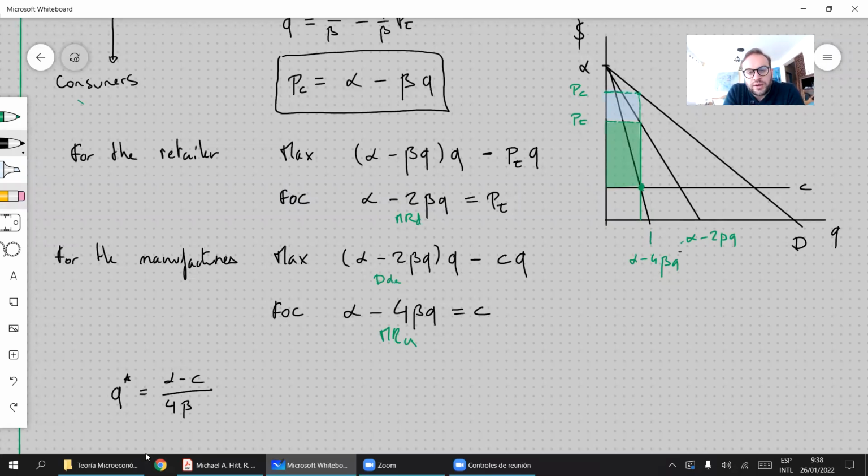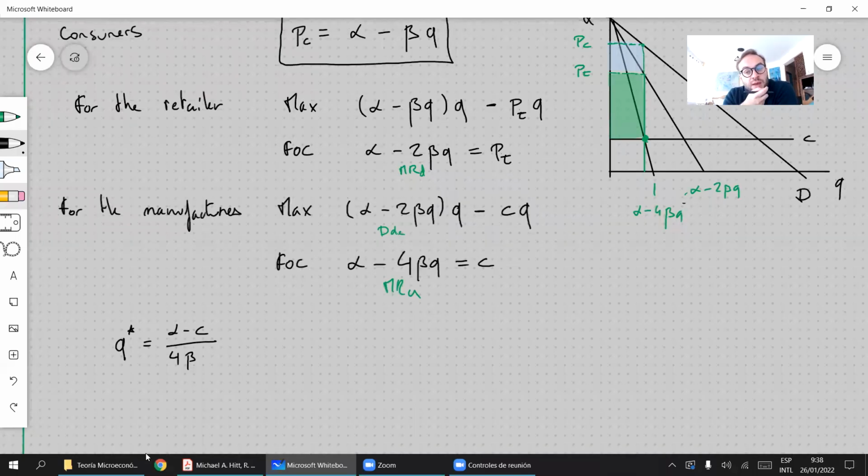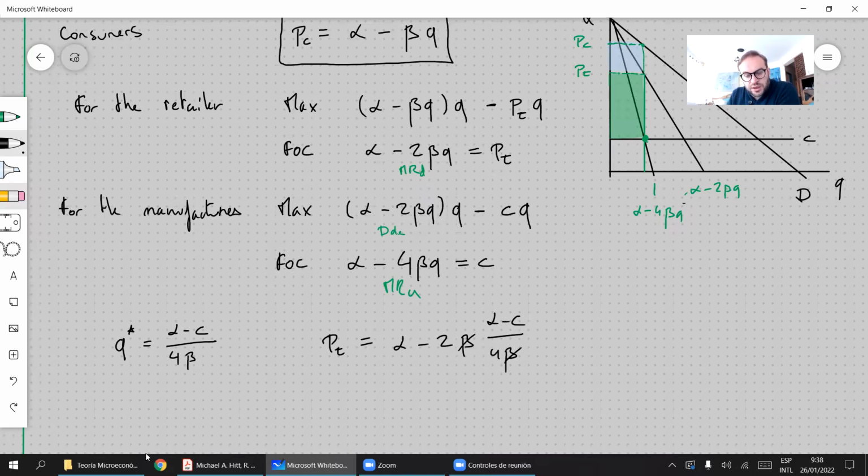Then what else can I do with this? I can look for the transaction price between the manufacturer and the retailer, which is defined by alpha minus 2 beta times alpha minus C over beta. So always be careful with this. As usual, the betas are going to cancel each other out. I'm going to get a half here. So this is alpha minus half an alpha, which is half an alpha, and then I get plus half a C. So I've got the price for the transaction between the retailer and the manufacturer.